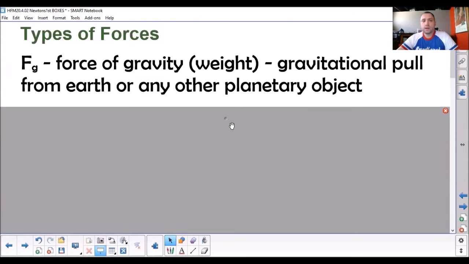So the first one is force of gravity, which is also weight. I think next class we're going to get more into this. Force of gravity and weight are the same thing. It's the gravitational pull from Earth or any other planetary object. So it's pulling you down. Now, technically, everything has a force of gravity, but we really only worry about force of gravity when we talk about planets like Earth or other planets.